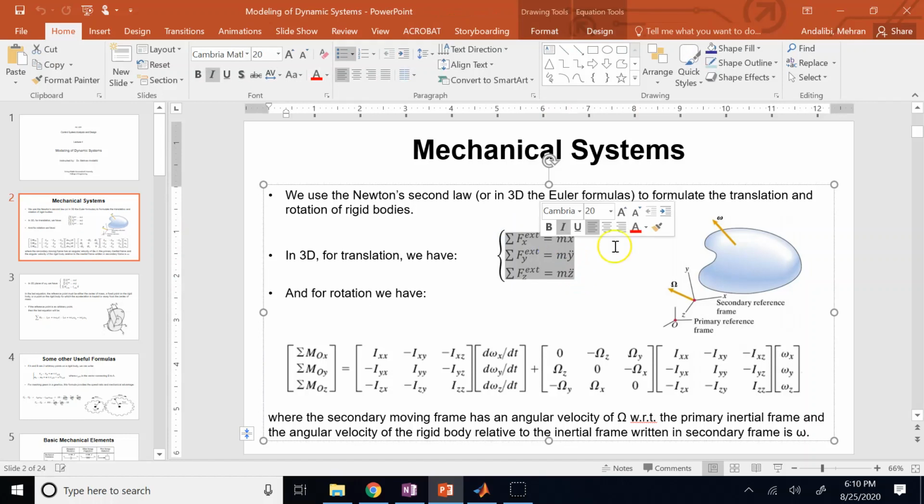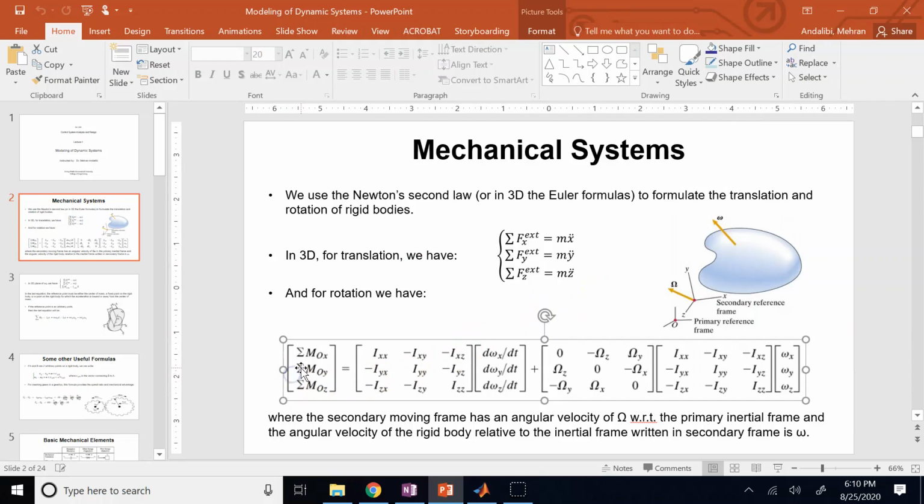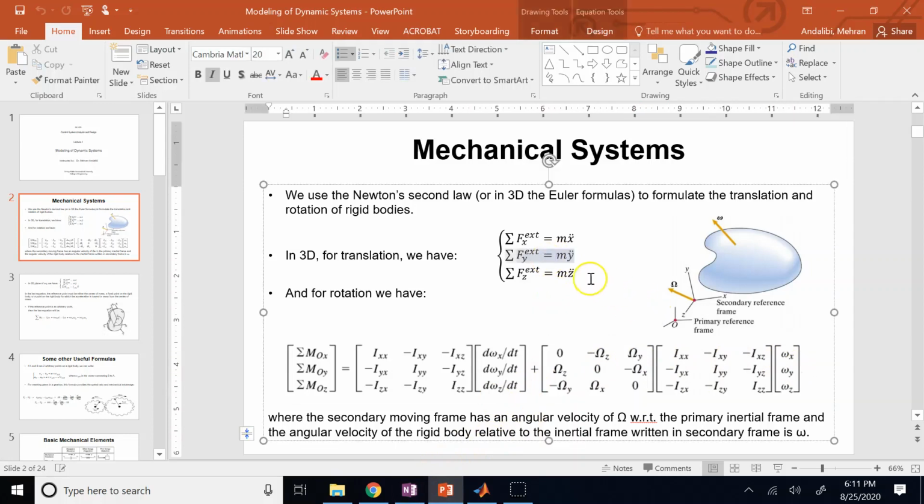3 translations, X, Y, Z, for which the governing equations of motion are Newton's second law. And then 3 governing equations for rotation, which can be seen here. Moment X, moment Y and moment Z: the moment vector is equal to the I matrix, where the I's are moments of inertia, times omega dot, plus omega times I times omega. And these are our translations.